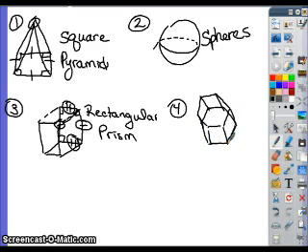Okay. What type of shape is the base? That's a hexagon, right? 6 sides. So it's hexagonal. And then you have to decide, does it come to a point or does the hexagon stretch? It stretches, right? So what does that mean? Prism. Okay.